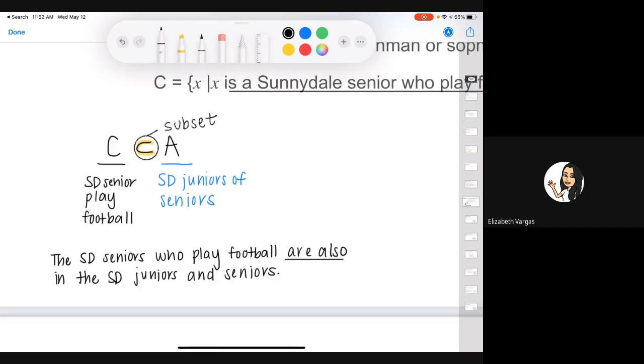That's basically what this expression is telling me. So C would represent my Sunnydale seniors who play football. This subset I'll represent by this green, and then A, I'll color code it as red. So basically that is what my subset, or that symbol, is telling me.